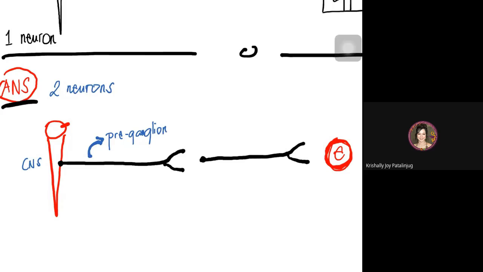Whereas the neuron that is near the effector organ, this is known as the postganglion. Right? I repeat, ito naman yung tinatawag na postganglion. So again, we have the preganglion and then the postganglion. Okay? The specific terminologies for the two neurons that connect the CNS and effector organ in the autonomic nervous system.